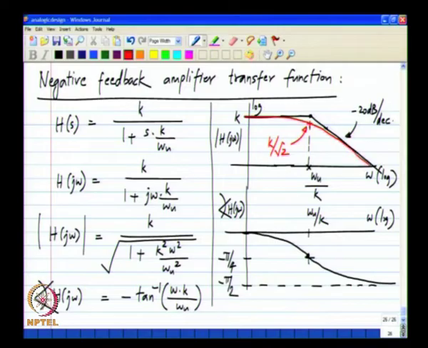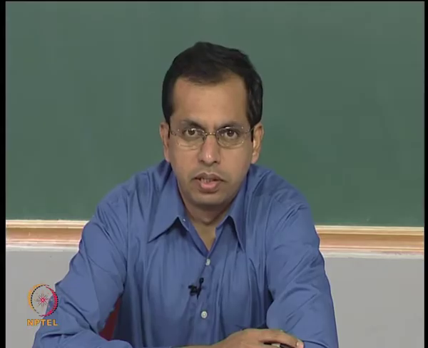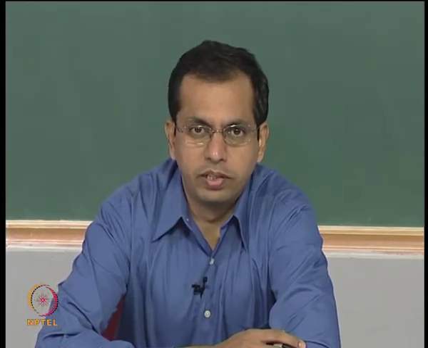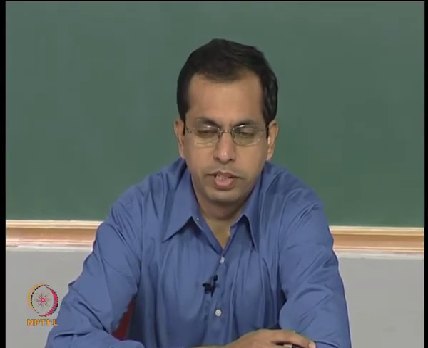So, the actual magnitude response will do something like this, and this omega u by k is known as the 3 dB bandwidth of the system. So, for a first order system, the bandwidth equals the pole frequency, and the magnitude response of this amplifier at the pole frequency equals k divided by square root of 2, where k is the DC gain or the gain at low frequencies.